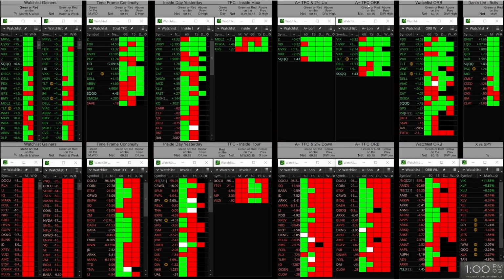The A plus TFC orb is once again green on the month, week, and day. Is it green or red on the 60 and the 15? Okay. Is it above the previous day or week's high, trading above, not just wicked above, but trading above? And then does it have orb? Okay. And orb is the opening range breakout. All right. And let me bring over, sorry, give me 1 second. Let me bring over a study real quick.